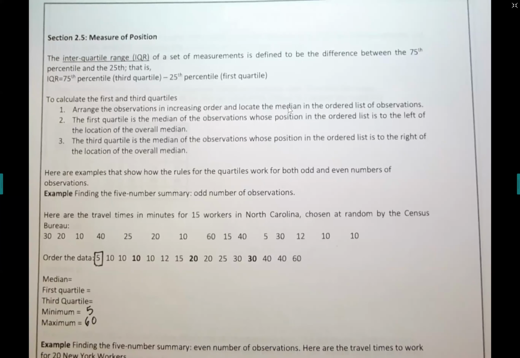Now let me tell you what the first quartile is. First quartile means a quarter, guys. It's the median of the first half of the data set. Well, the first half of the data set is right here. So this is the first half.